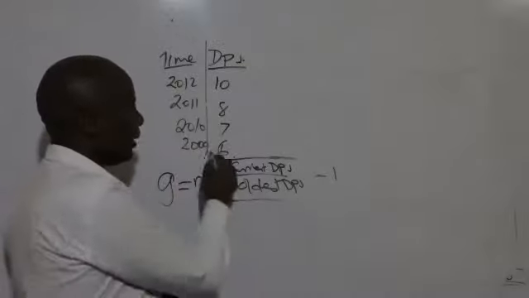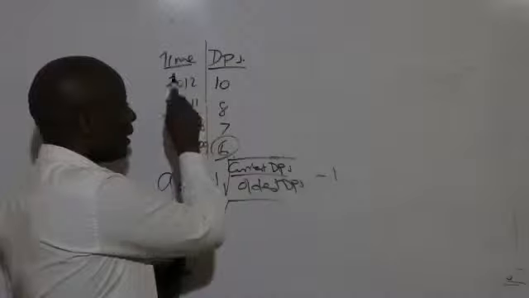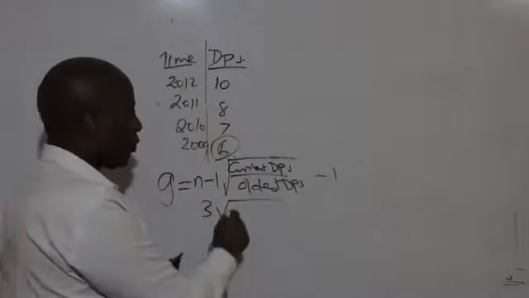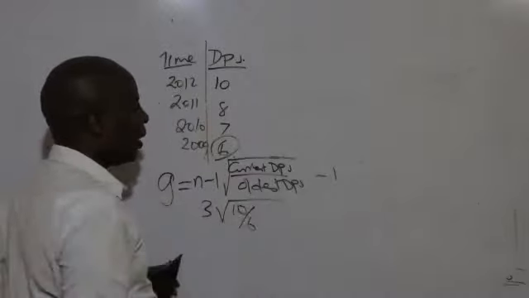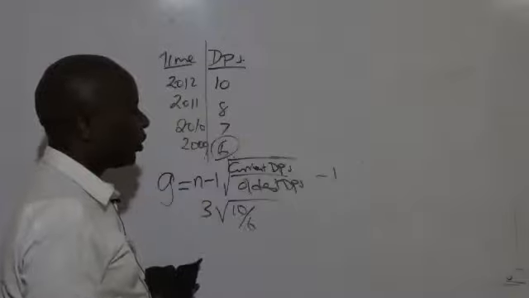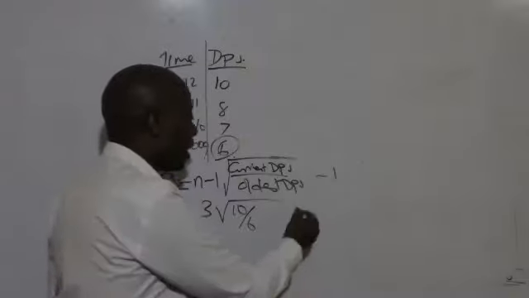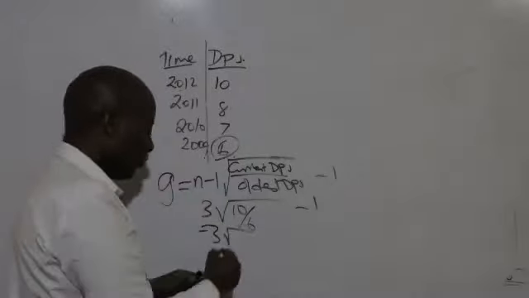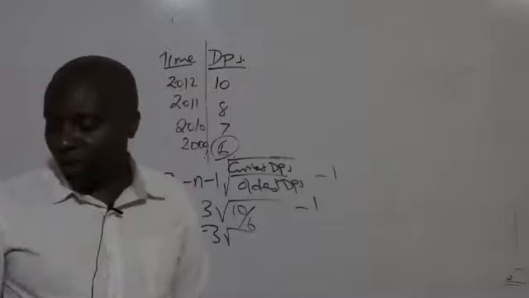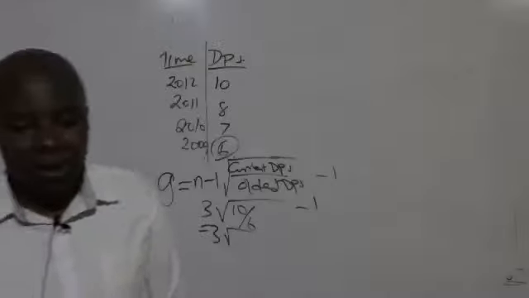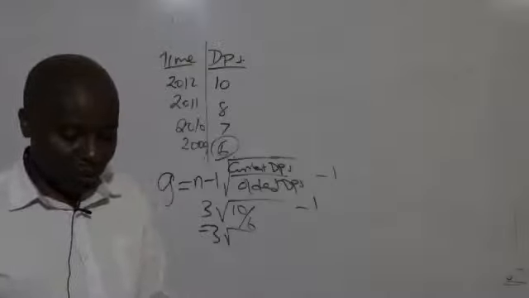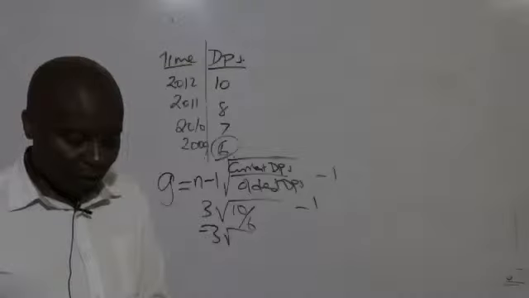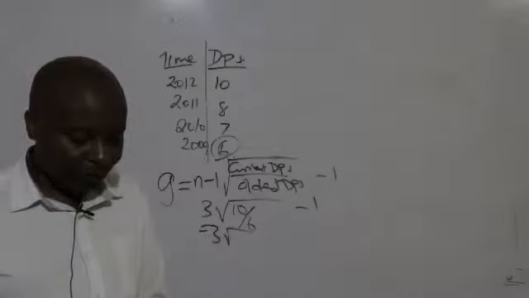The current dividend is not this one. The most current year is 2012, so you're talking of 10 over 6. Whatever we get here, we will subtract 1. So this will be the third root of 10 divided by 6. So 10 divided by 6, what do we have here? Come and tell us.